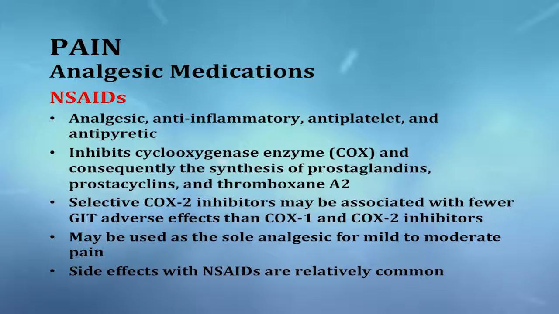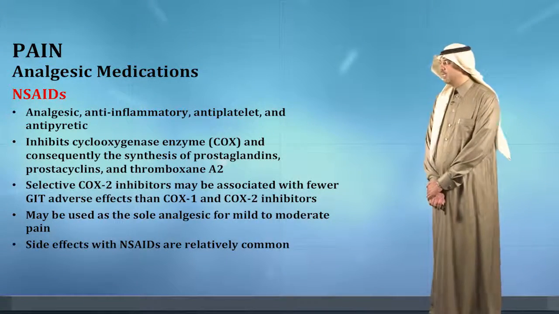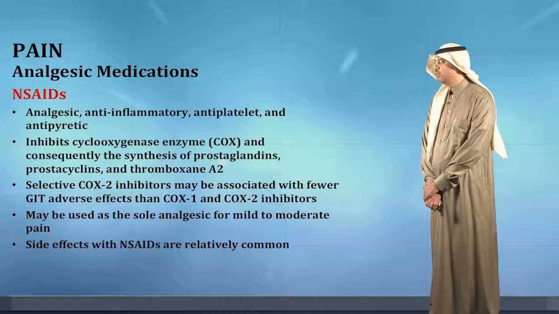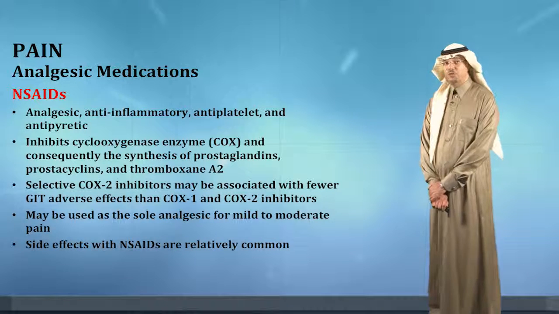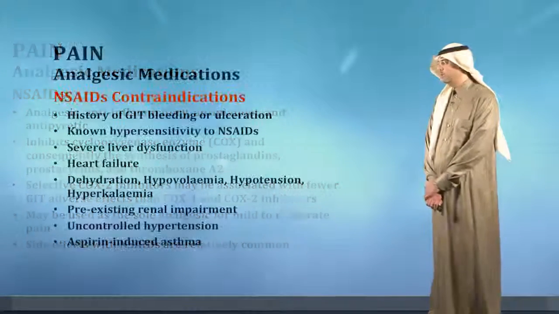The second group of common analgesics are the non-steroidal anti-inflammatory medications. They have an analgesic, anti-inflammatory, antiplatelet, and antipyretic effect. The mechanism of action is usually inhibition of the cyclooxygenase enzyme, and consequently the synthesis of prostaglandins, prostacyclins, and thromboxane A2. The selective COX-2 inhibitors may be associated with fewer GIT adverse effects than the COX-1 and COX-2 inhibitors, and may be used as the sole analgesic for mild to moderate pain. Side effects with non-steroidal anti-inflammatory drugs are relatively common and always need to be taken into consideration.